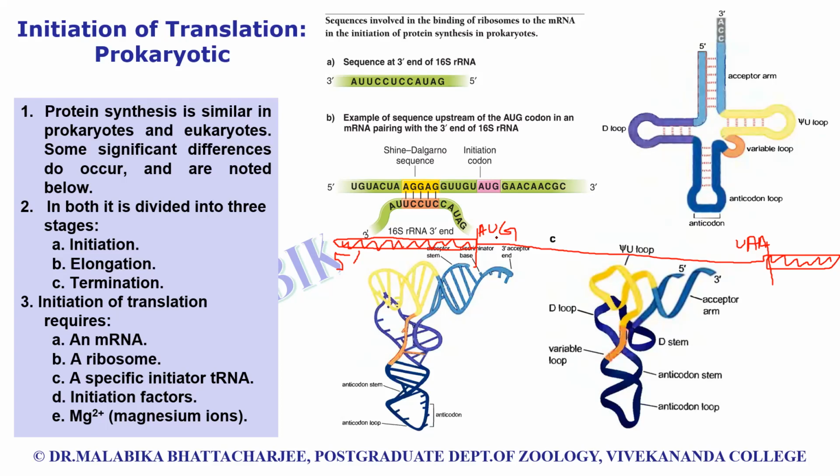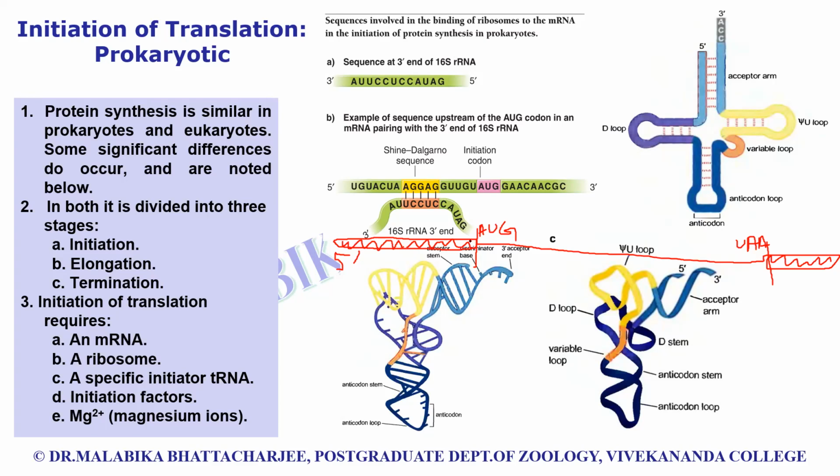Now, in the case of prokaryotes, there are two subunits of the ribosome, the 30S subunit and the 50S subunit. You have studied this in class 12. The 30S subunit is the small subunit and the 50S subunit is the large subunit. As I said, the 30S subunit binds first to the mRNA, and only then does the 50S subunit bind.